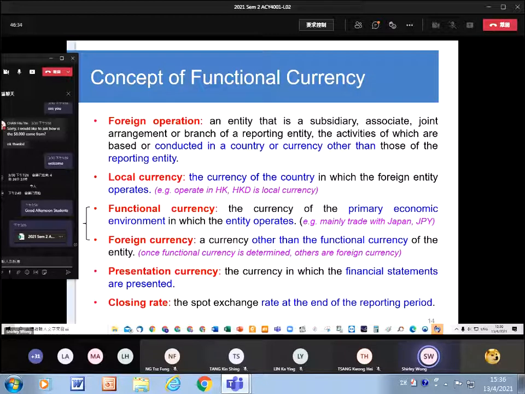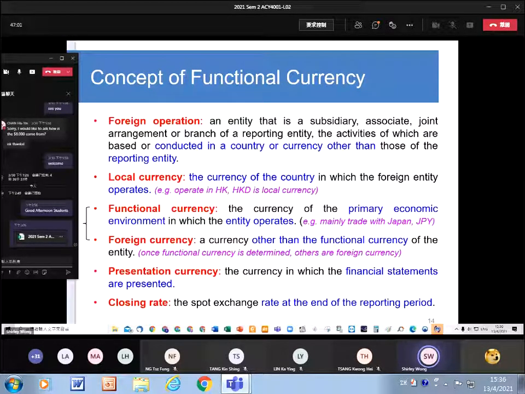Therefore, you also have no choice in the presentation currency. The presentation currency usually is decided by the holding company because they require you to present the financial statement the same as them. Therefore, that is the presentation currency, and you have no choice. The only one you have choice is called functional currency. So I hope this explanation gives you the concept about functional currency, foreign currency, local currency, and presentation currency.